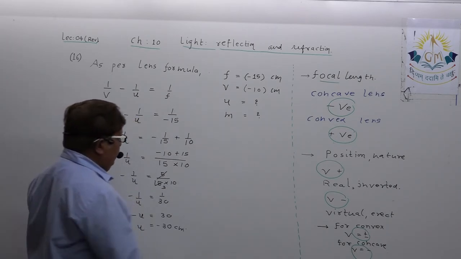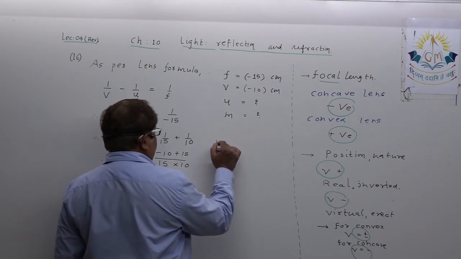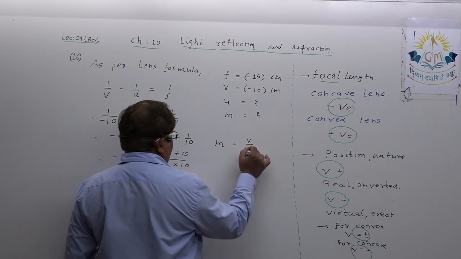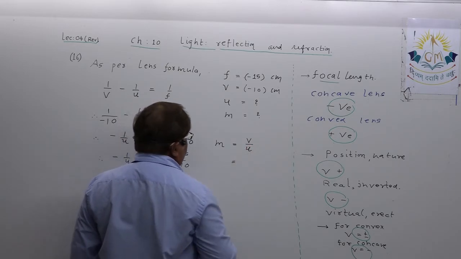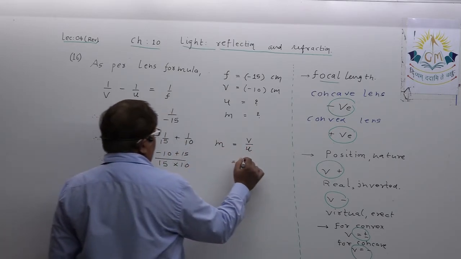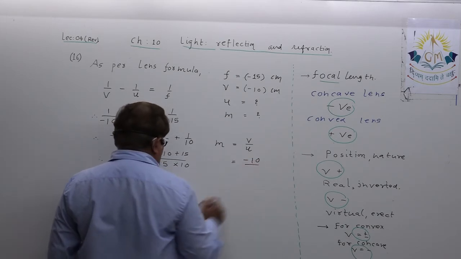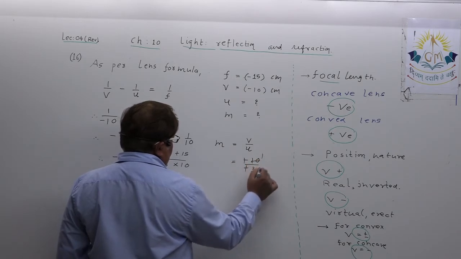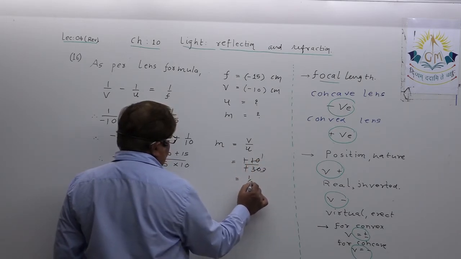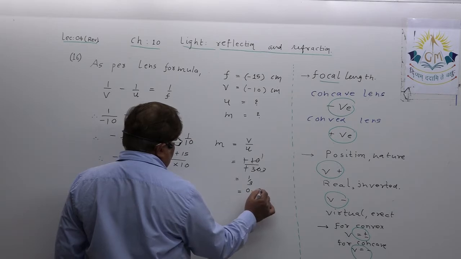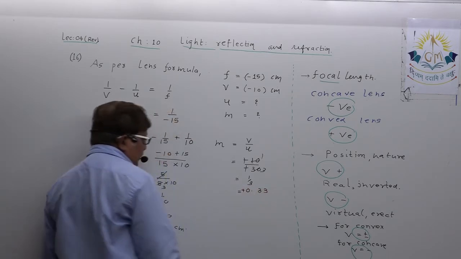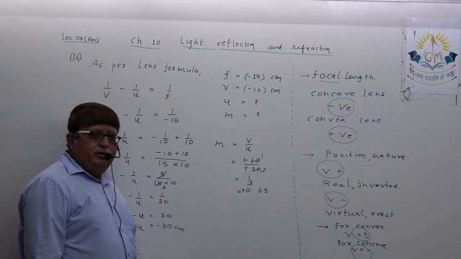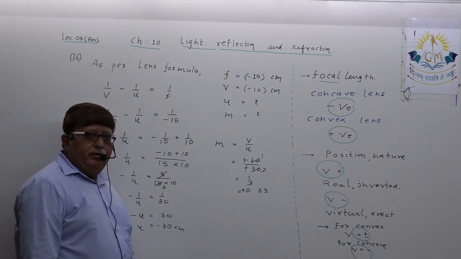And one important point, we are looking for also magnification. As you know, there will be the change in formula, dear student. V upon U. What is V? Minus 10. What is U? Minus 30. Just cancel it. 1 upon 3 turns out to be 0.33 positive.